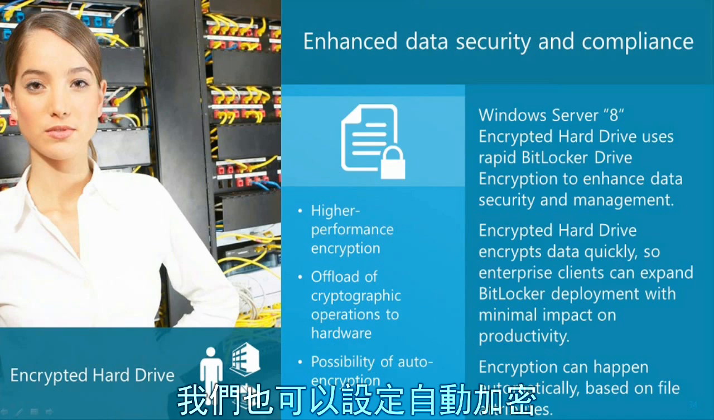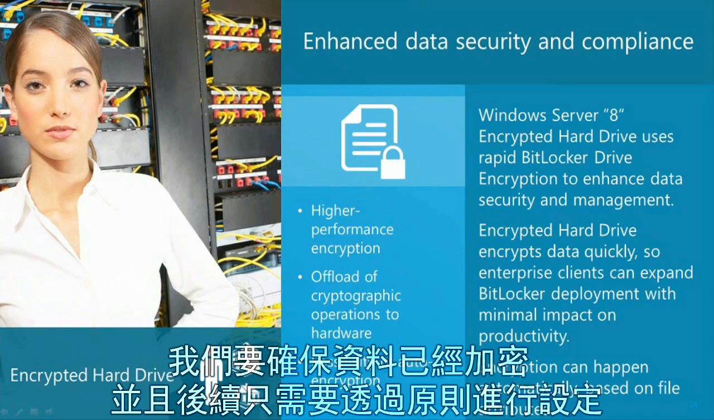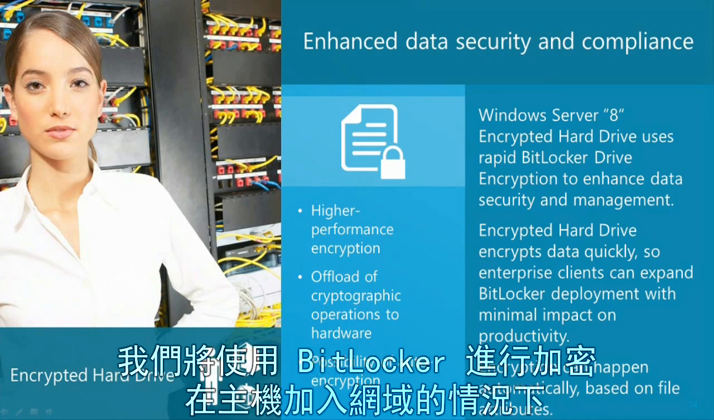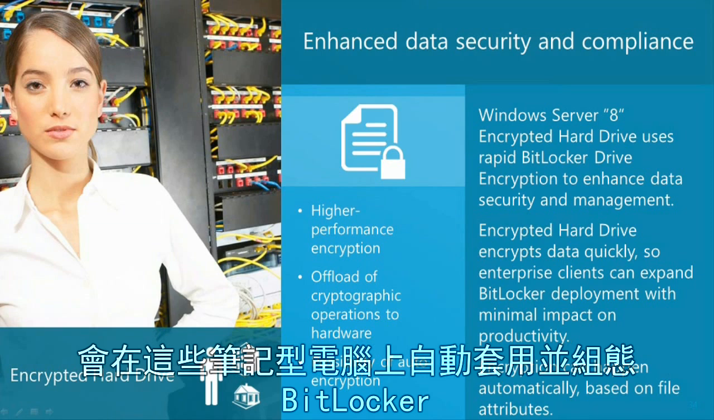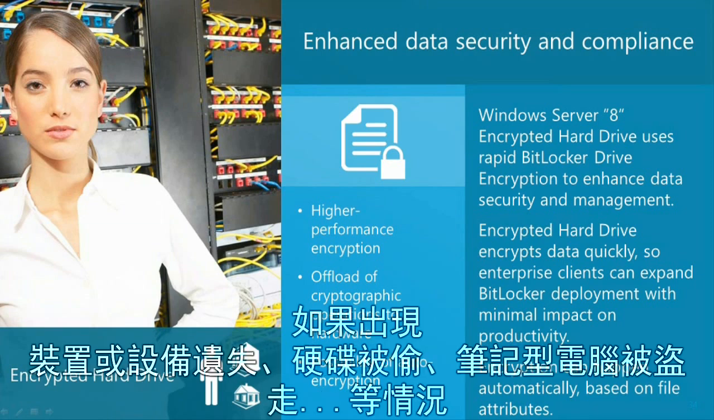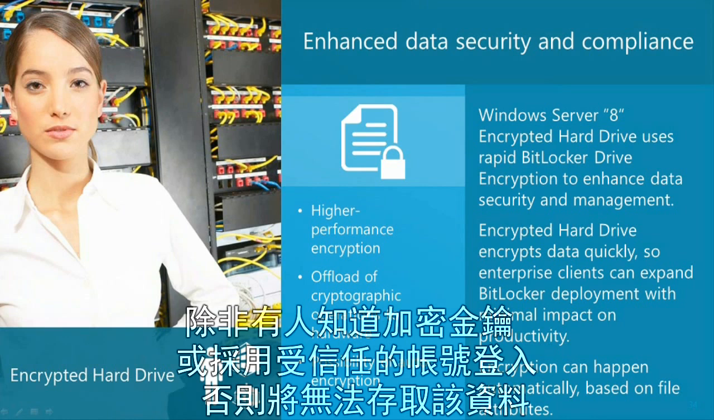And then we can also just set up auto encryption. So if you want to set it up by policy, hey, anybody plugs a thumb drive into a machine, we want to make sure that data is encrypted. We can set up by policy that we're going to encrypt using BitLocker any devices that are plugged in. Any laptops, we can require that if they are domain joined, BitLocker is automatically applied and configured on those laptops, so that if the thumb drive is lost, if the hard drive is stolen, if the laptop is stolen for that matter, the data is encrypted. Unless someone knows the encryption key or is using a trusted login, they're not going to have access to that data.